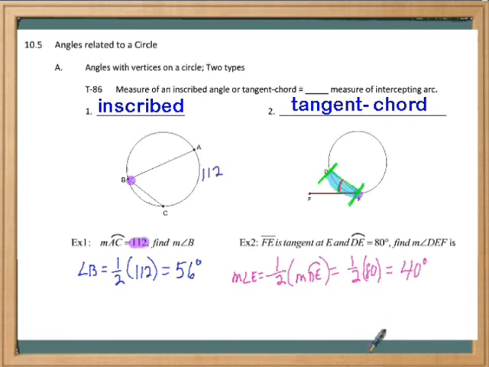So you'll note that the measure of an inscribed angle or the tangent chord angle is 1/2 the measure of what we call the intercepting arc. Once again, the intercepting arc is in pale blue. I'll put that in example 1. That's an intercepting arc, and DF is the intercepting arc.